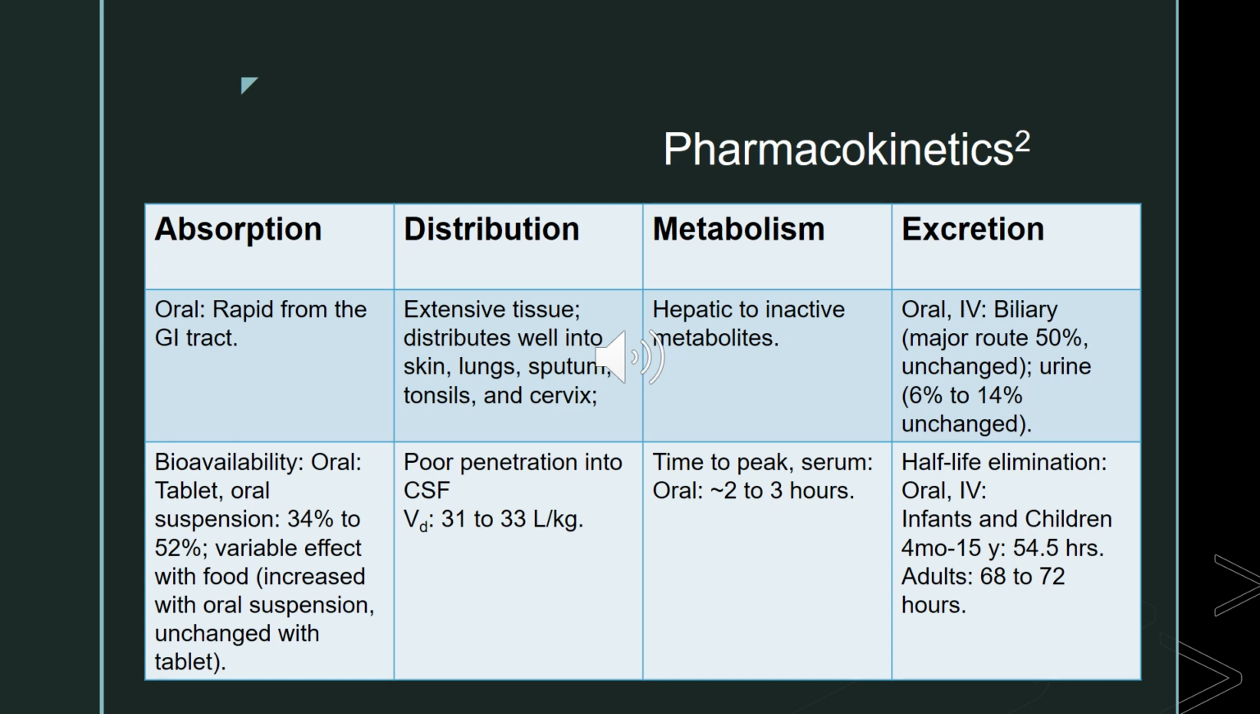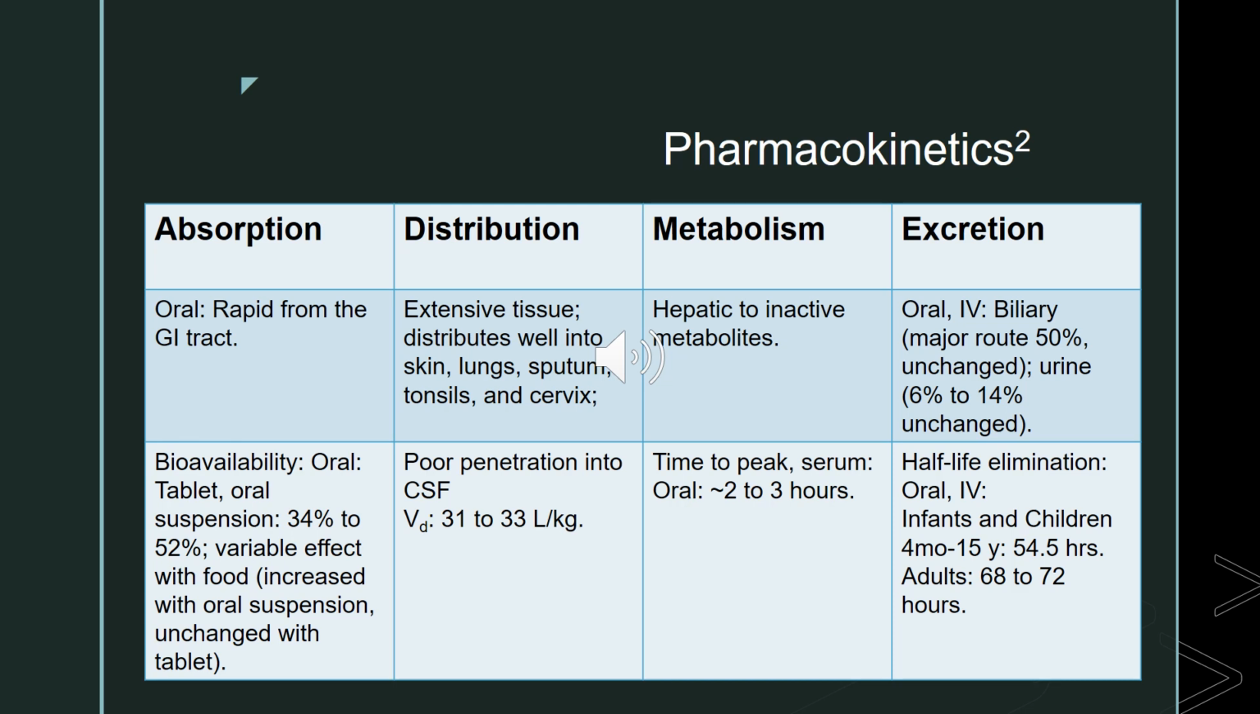In terms of distribution, we have extensive distribution into the tissues. It distributes well into skin, lungs, sputum, tonsils, and cervix. And as you'll see, this is some of the sites of action for our medication. It has poor penetration into the cerebral spinal fluid and has a volume of distribution between 31 to 33 liters per kilogram. Metabolism, it's hepatically metabolized to inactive metabolites, and its time to peak in serum is going to be between 2 to 3 hours.